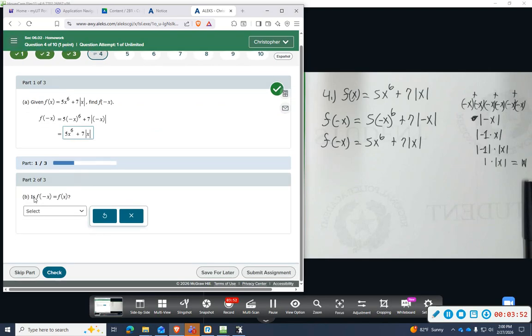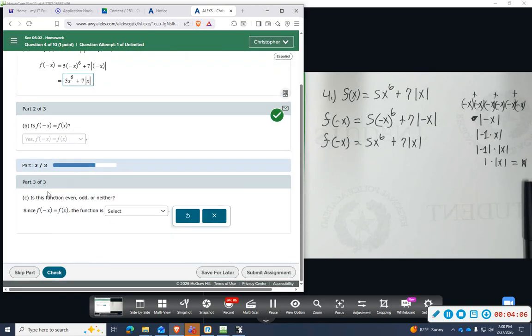All right, and it says, is f of negative x equal to f of x? Okay, well, we can see f of x here, f of negative x here, they both equal, so we say yes. And then it says, is the function even, odd, or neither? So just based on having done this part, we can see that it's even.